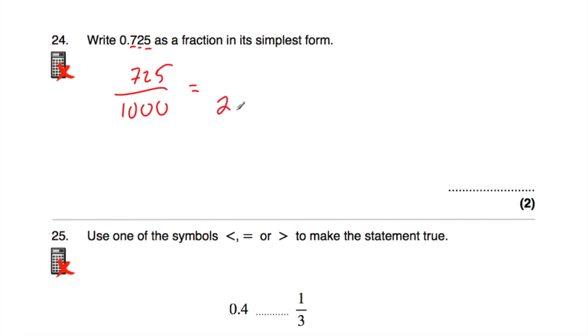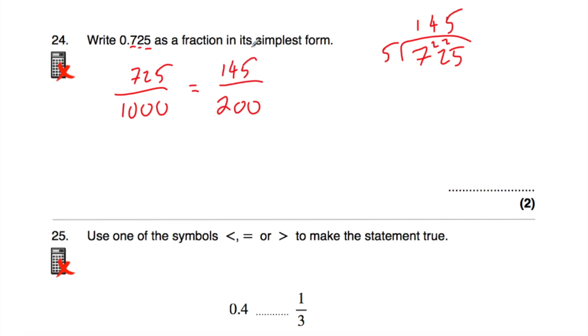1,000 divided by 5 is 200, and now we need to do 725 divided by 5 and see what we get. So how many 5s go into 7? 1, remainder 2. How many 5s go into 22? That's going to be 4, remainder 2. And how many 5s go into 25? That's going to be 5. So it's going to be 145 over 200.